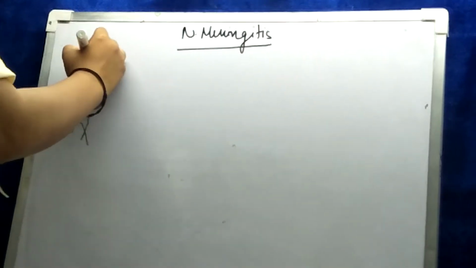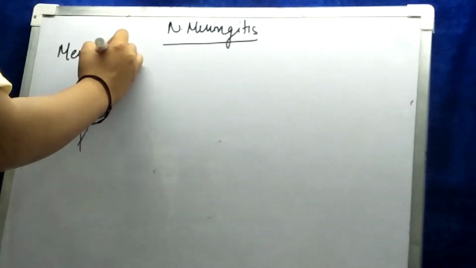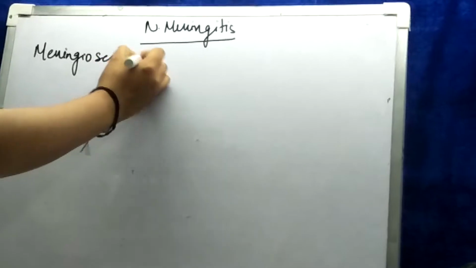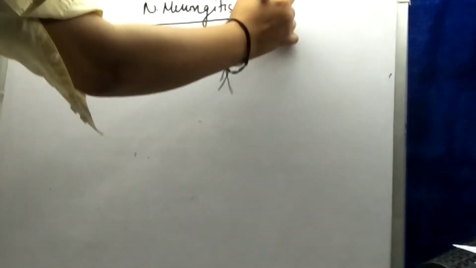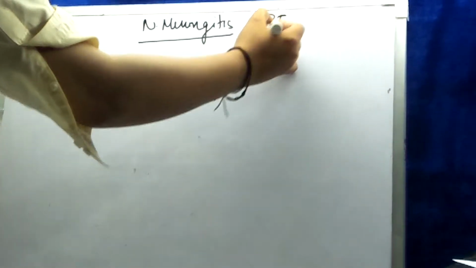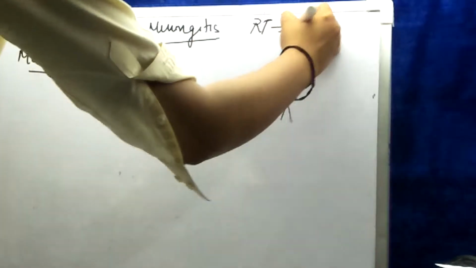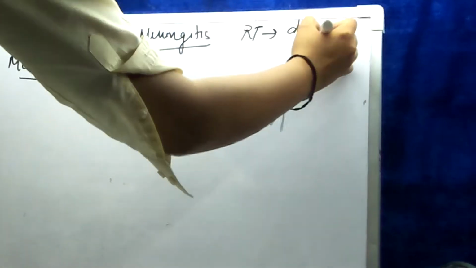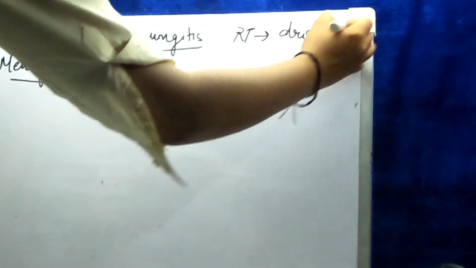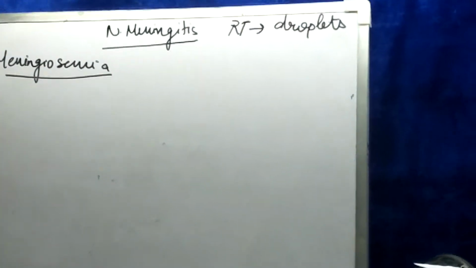What does N. meningitidis cause? N. meningitidis causes meningococcemia. This is the condition caused by meningococcus. It enters through the respiratory tract through droplets or aerosol infection. Then it enters into the blood.